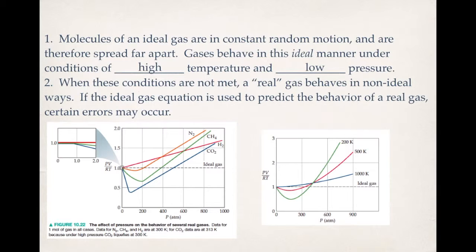And the reason why this is the case is we are wanting to minimize the attraction between molecules, which can be accomplished by minimizing pressure and maximizing the speed, the average kinetic energy that these molecules move at, therefore minimizing the amount of interactions that they have with one another, and also minimizing the volume or the space that they take up. So the second thing that I need to know is that when these conditions are not met, when you don't have high temperature and when you don't have low pressure, a real gas behaves in a non-ideal manner.